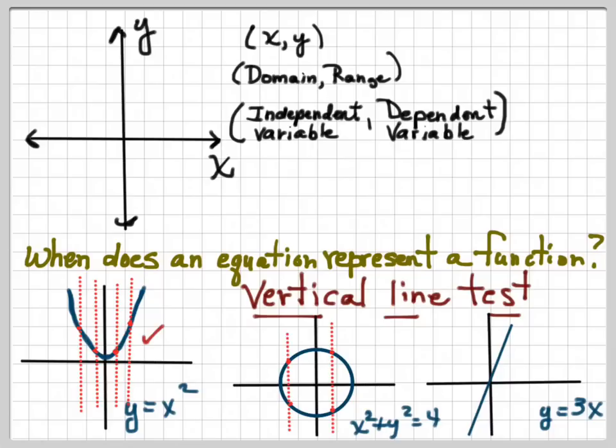With the circle, there's a lot of points where I'm hitting the graph in 2 places, and here are 2 examples. If I go way out to the left, it's no places. If I go right tangent to the circle, it's 1 place. But all I have to do is find 1 place on that graph where I can draw a vertical line and hit more than 1 point on the graph, and it is not a function. And the third one, y equals 3x, that's a linear function.